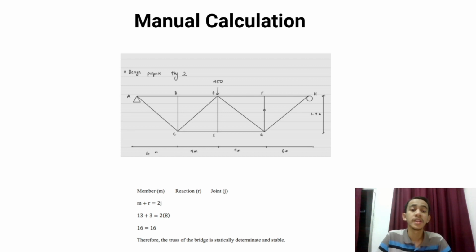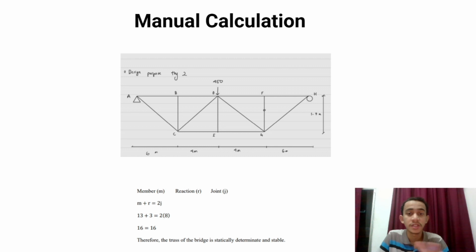So firstly, we need to determine whether this system is stable or not. So we need to calculate total members plus total reactions equal to 2 multiplied by the number of joints. Okay, so we got 30 members, and then we add the 3 reactions, which at support A we got 2 reactions, and at support H we got 1 reaction. So it's total 3. So equal to 2 multiplied by the number of joints, and we got 8 joints. Okay, so after we calculate the numbers, on the left we got 33, and on the right we got 19. So which means this system is statically determinate and stable.